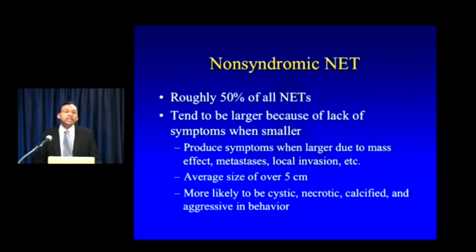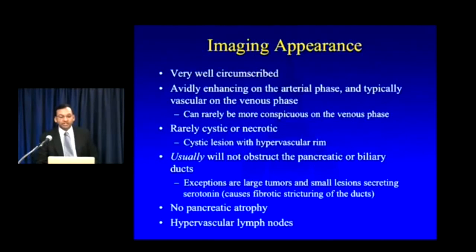Now, these tumors tend to look ugly and aggressive, right? So they are much more likely to be cystic, necrotic, they can have calcification, and they can just generally look aggressive with the presence of distant metastatic disease. Now, how do I tell whether a lesion is a neuroendocrine tumor or a pancreatic cancer? And the truth is that in most cases, it's going to be pretty obvious.